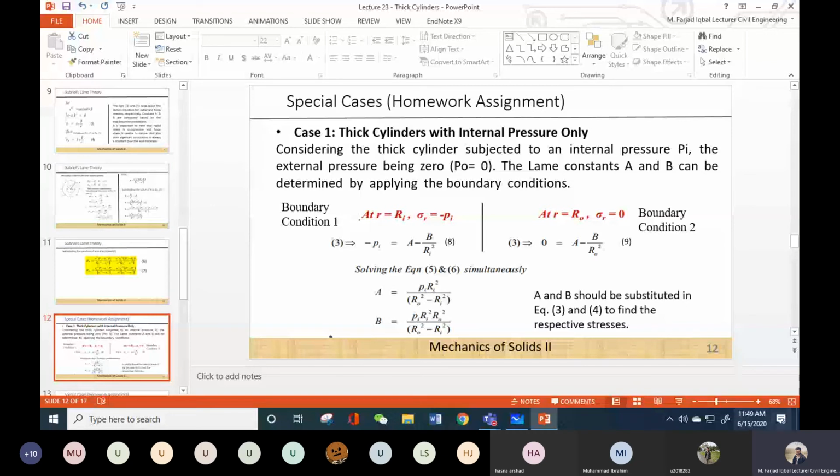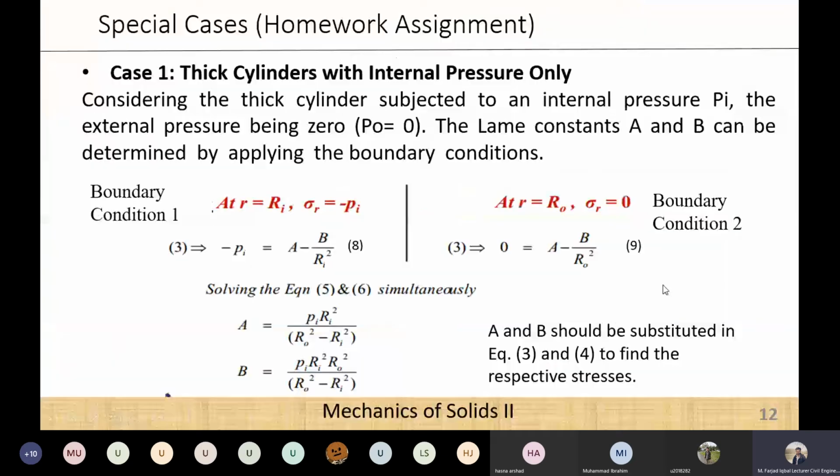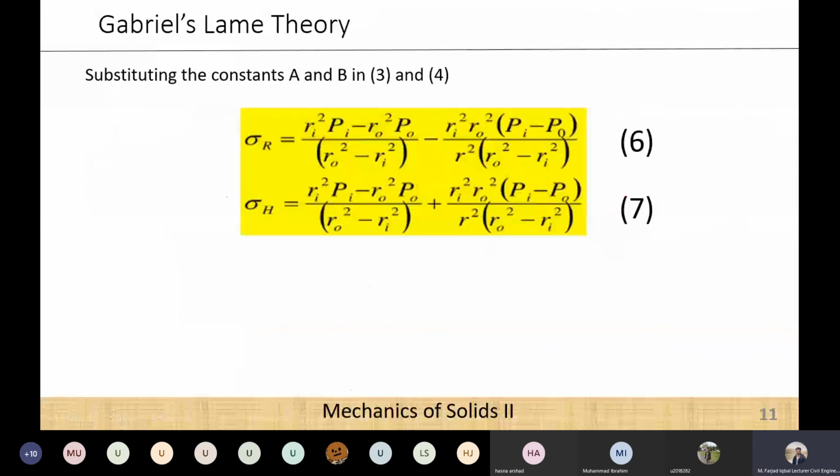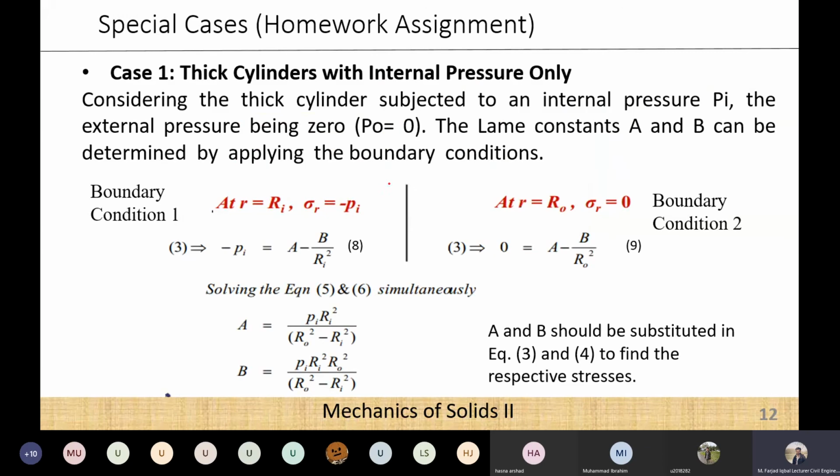So there are two special cases as well in this derivation. Obviously, we have derived the relationship for sigma R and sigma H. If there is a case where this P naught or external pressure is 0, you will automatically have an expression of sigma R in terms of Pi, Ri or R naught square or Ri square. But there are sometimes special cases where they have derived the relationship based on these boundary conditions. So I will leave this one to you as well to derive these small relationships. You simply have the equation for sigma H in terms of A plus B over R square. So you have the relationship.